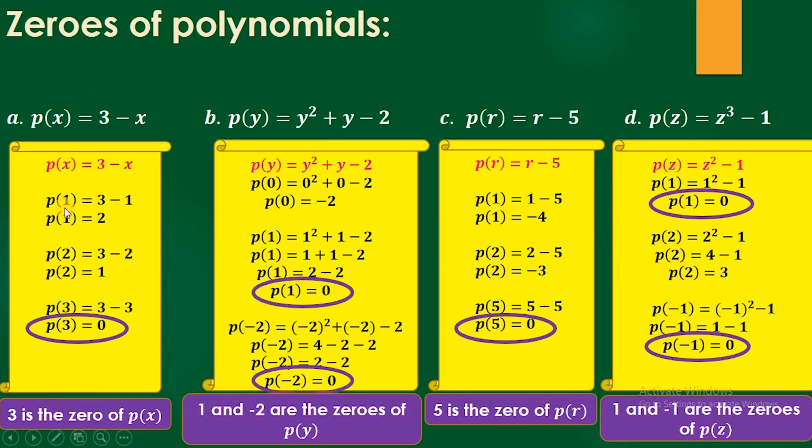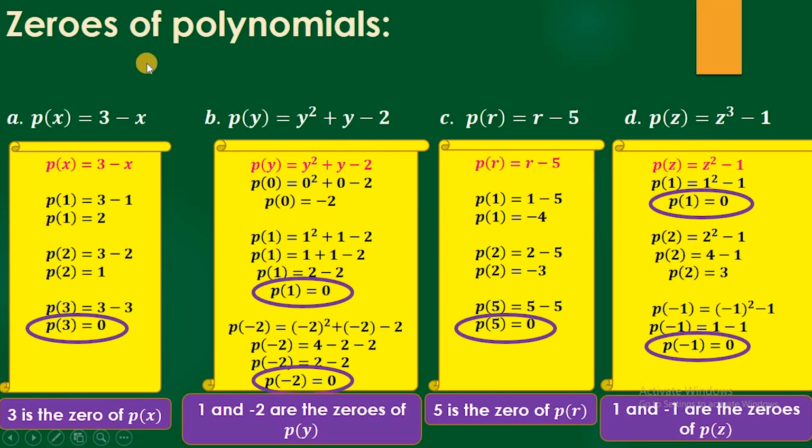For example, if I put here 1, then it does not become 0. Therefore, 1 is not the 0 of the given polynomial. Similarly, here 0 is not the 0 of p of y. And here 1 is not the 0 of p of r. And here 2 is not the 0 of p of z.